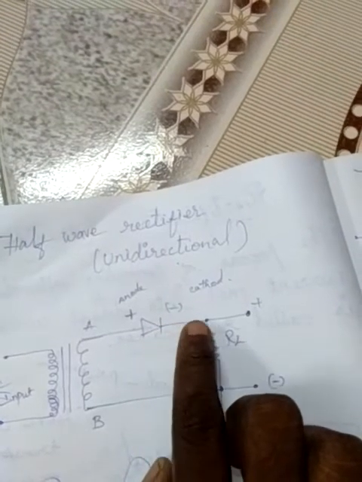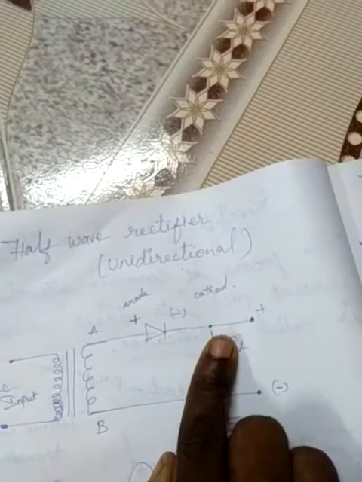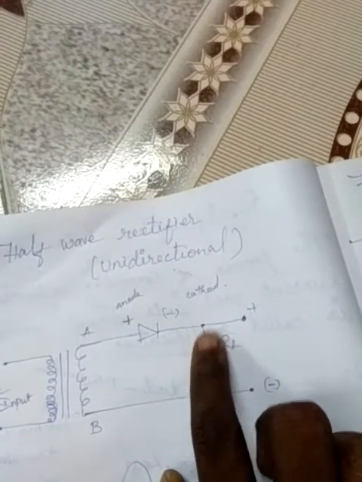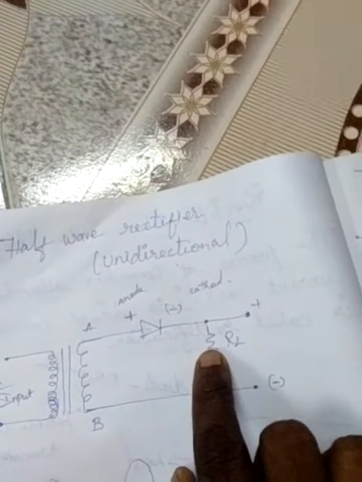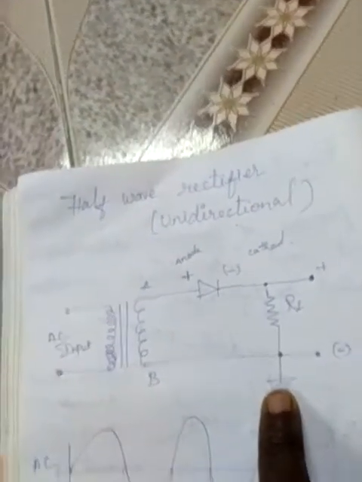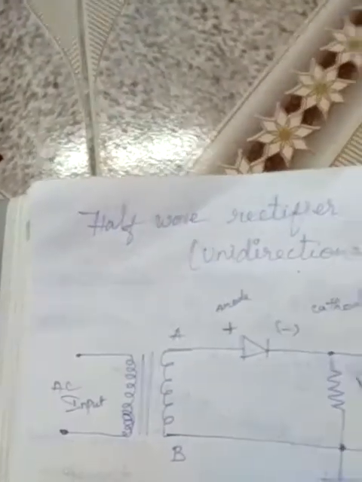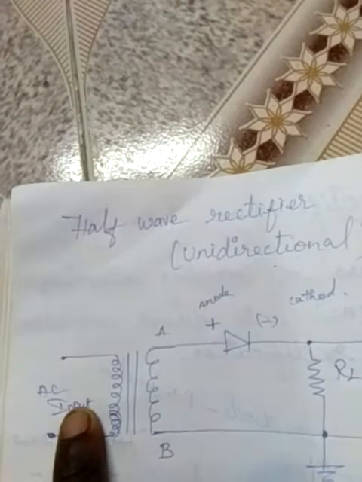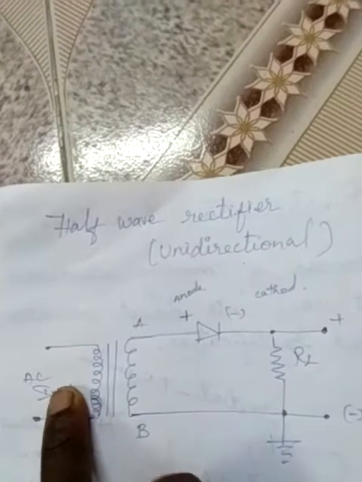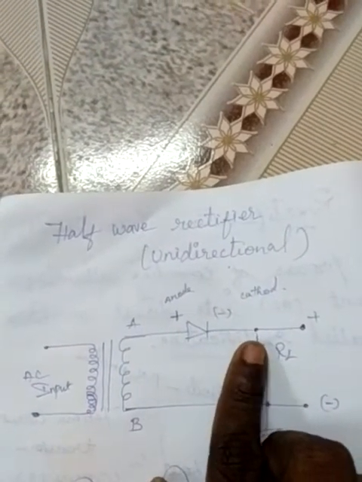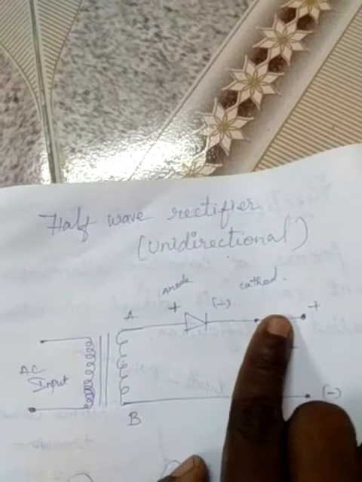Now the cathode is joined to the plus value, and then connected to RL, which is the load. Then RL is connected to the ground. First we apply the AC current. Current passes on one side only. On this side current passes, and on this side it does not. That's why we call it unidirectional, the single way.